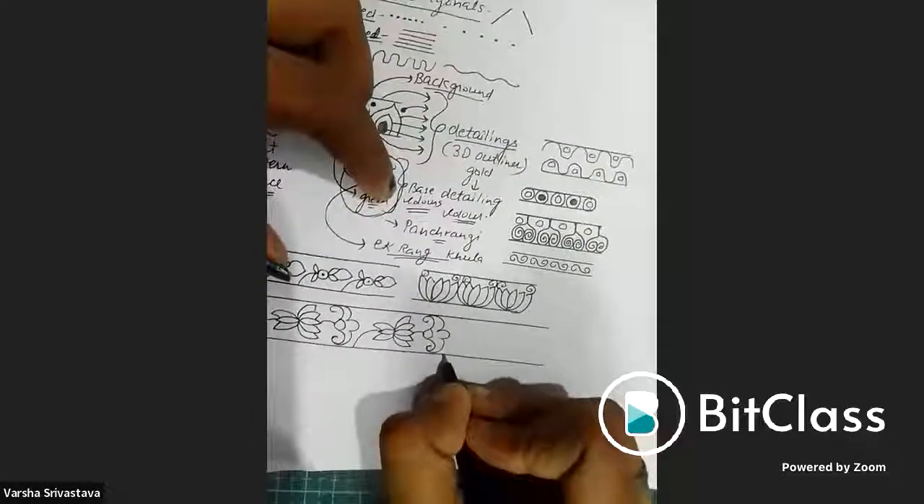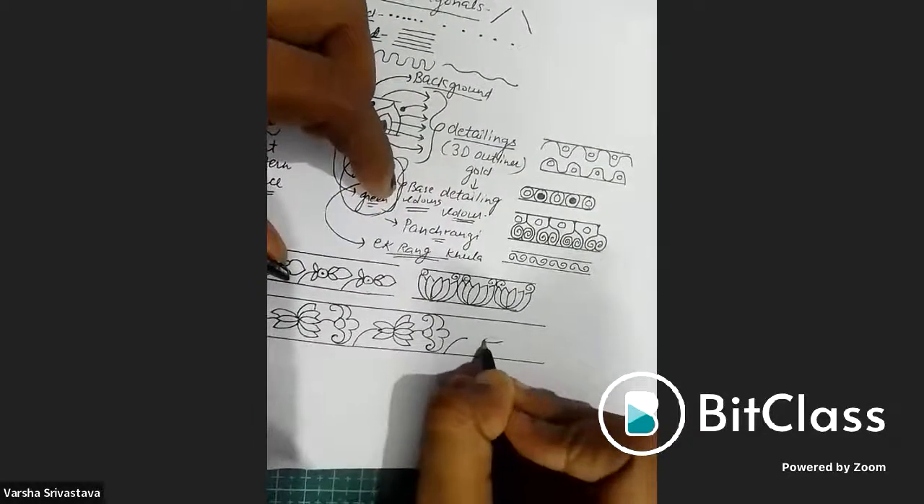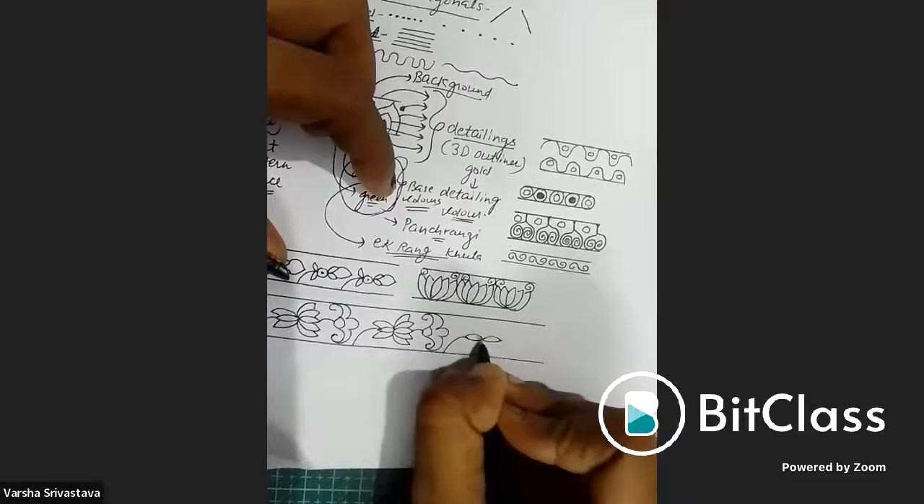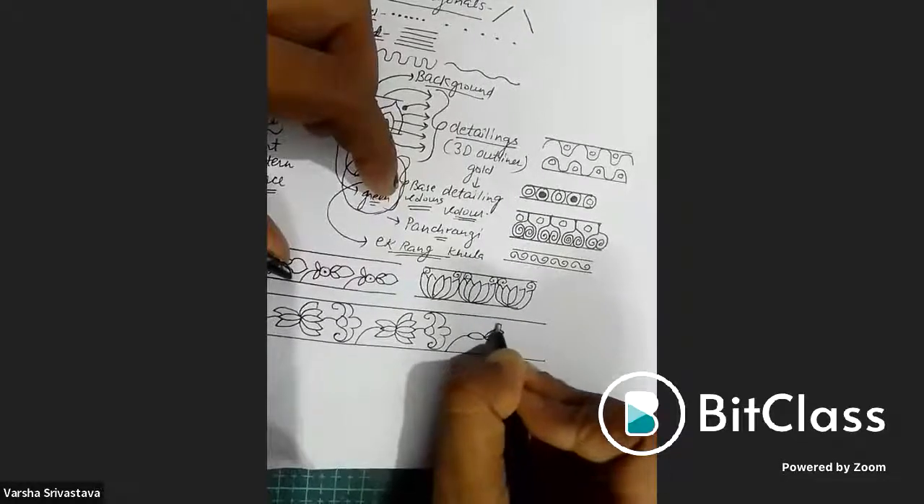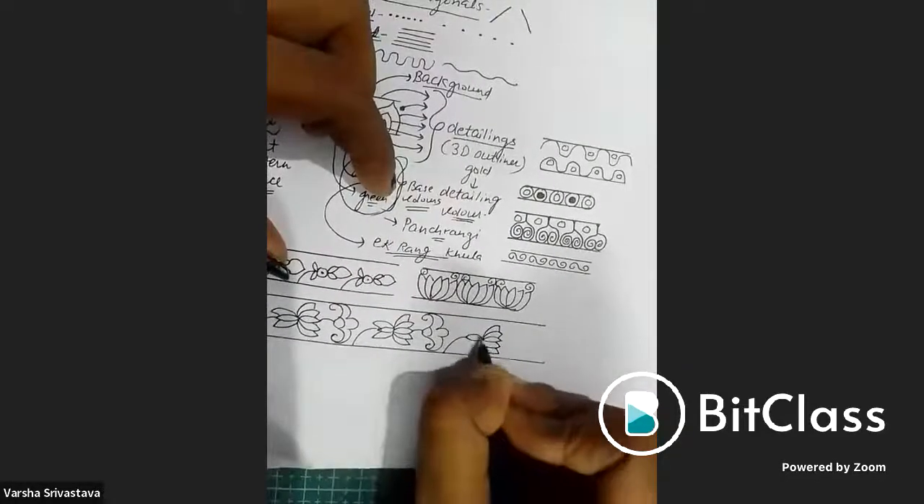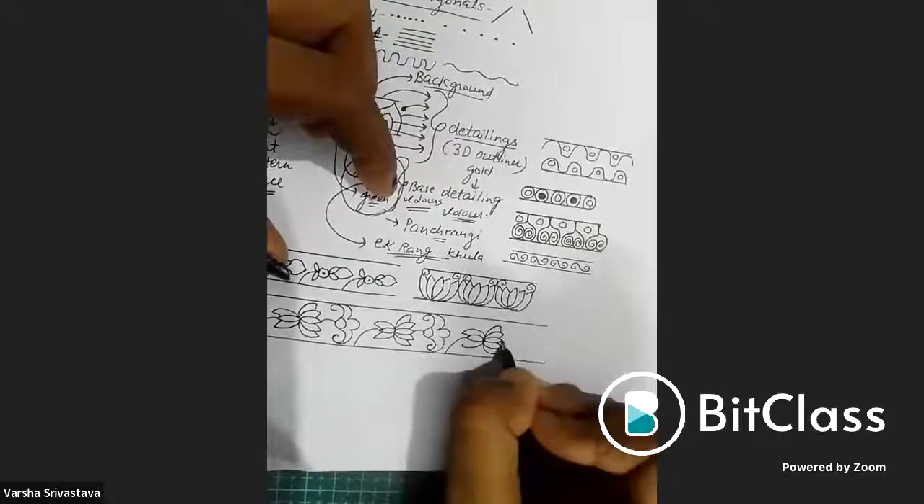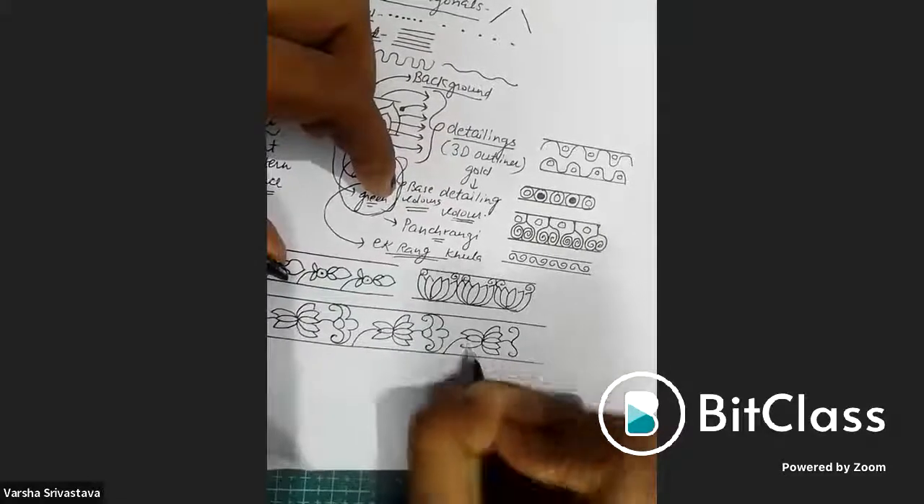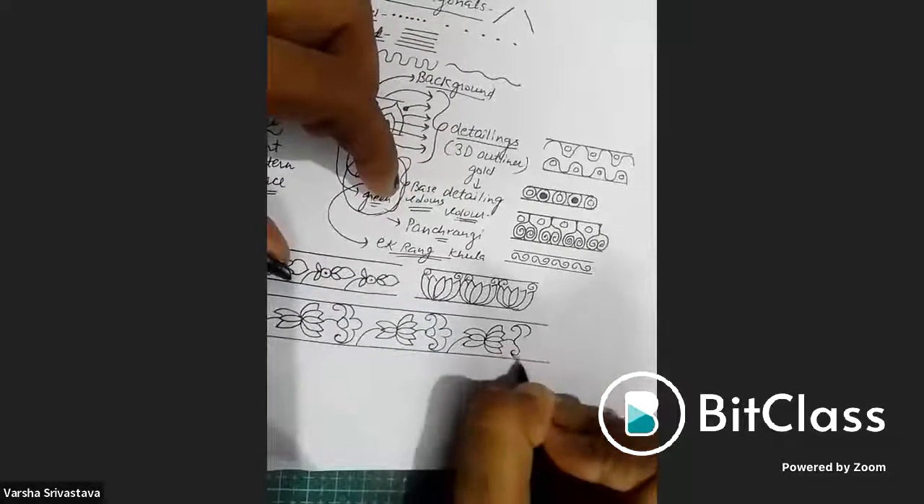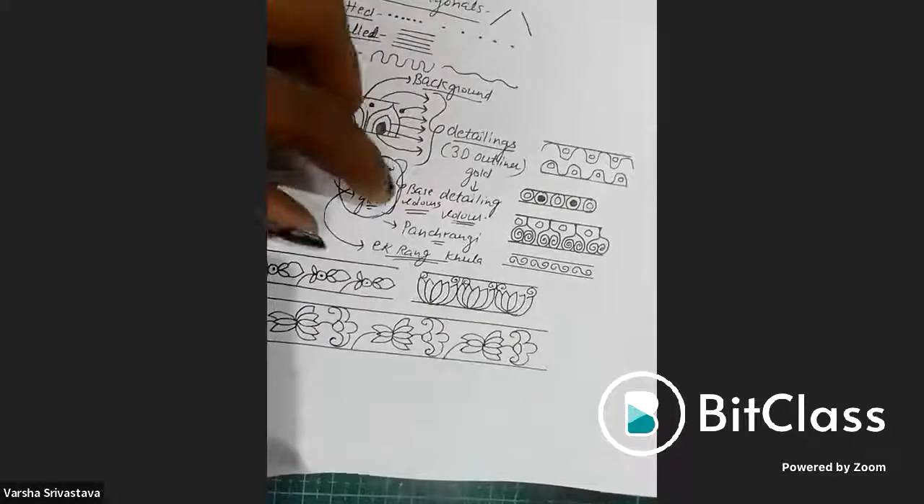Repeating it: curve, one petal, another petal touching the curve, two petals on the upper side, one petal on the lower side, one curve, the curved line, one curve from here, another one from here, semicircle and the curve.